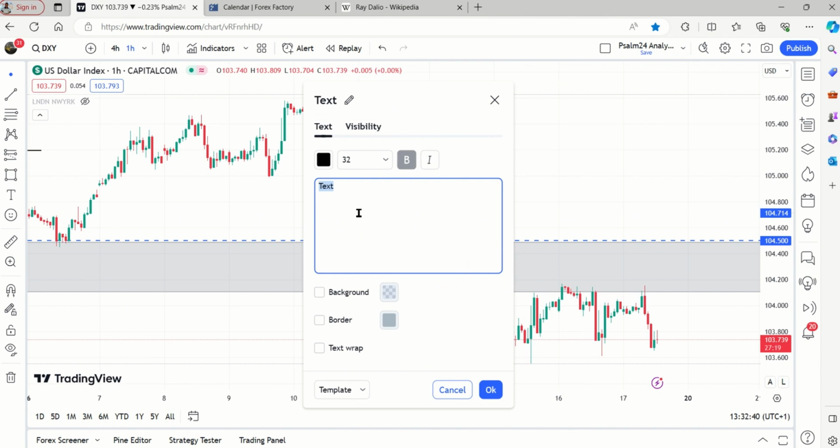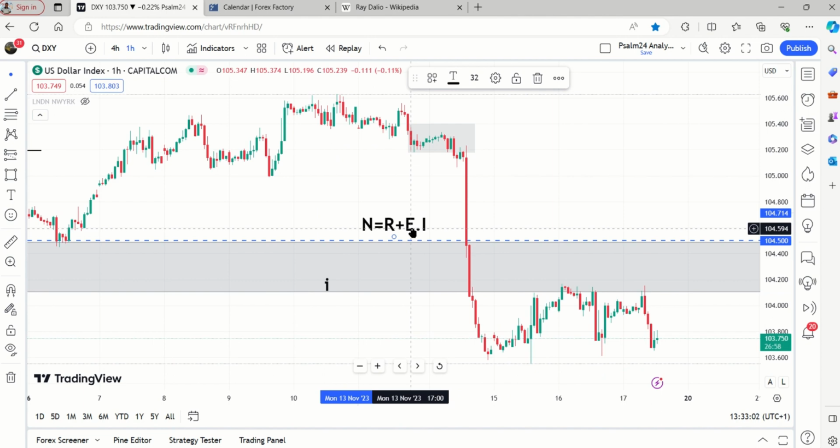I want to make this as quick as possible. There are different types of interest rates. There is the nominal interest rate and there is the real interest rate. The nominal interest rate is the real interest rate plus the expected inflation. Please take note. Nominal interest rate N is equal to the real interest rate plus expected inflation.